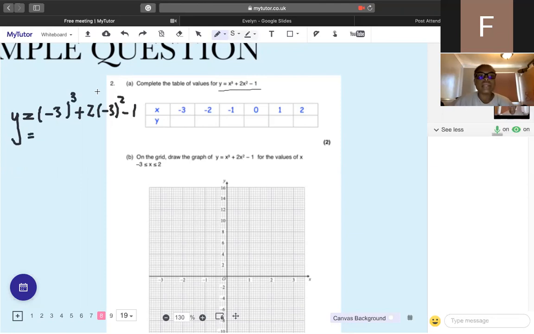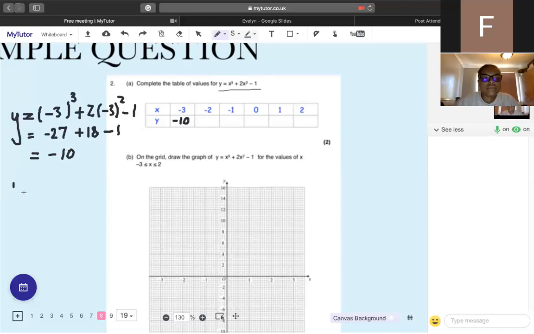Minus 3 cubed is the same as minus 3 times minus 3 times minus 3, so this gives us minus 27. Then we have minus 3 squared multiplied by 2. Minus 3 times minus 3 is 9, multiplied by 2 is 18, and then we take away 1. So when we do minus 27 plus 18 minus 1, what we get is minus 10. So minus 10 is our answer for the first one.